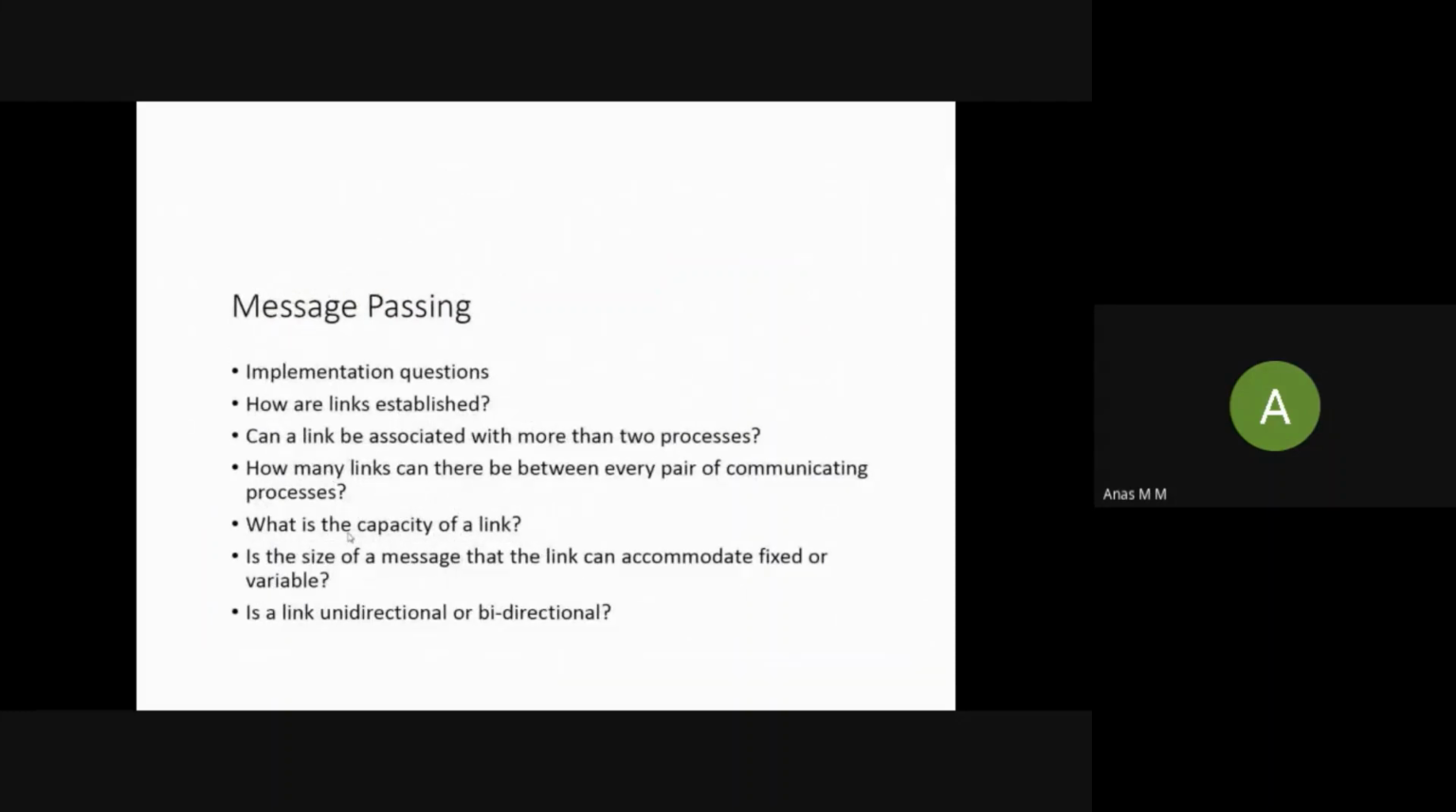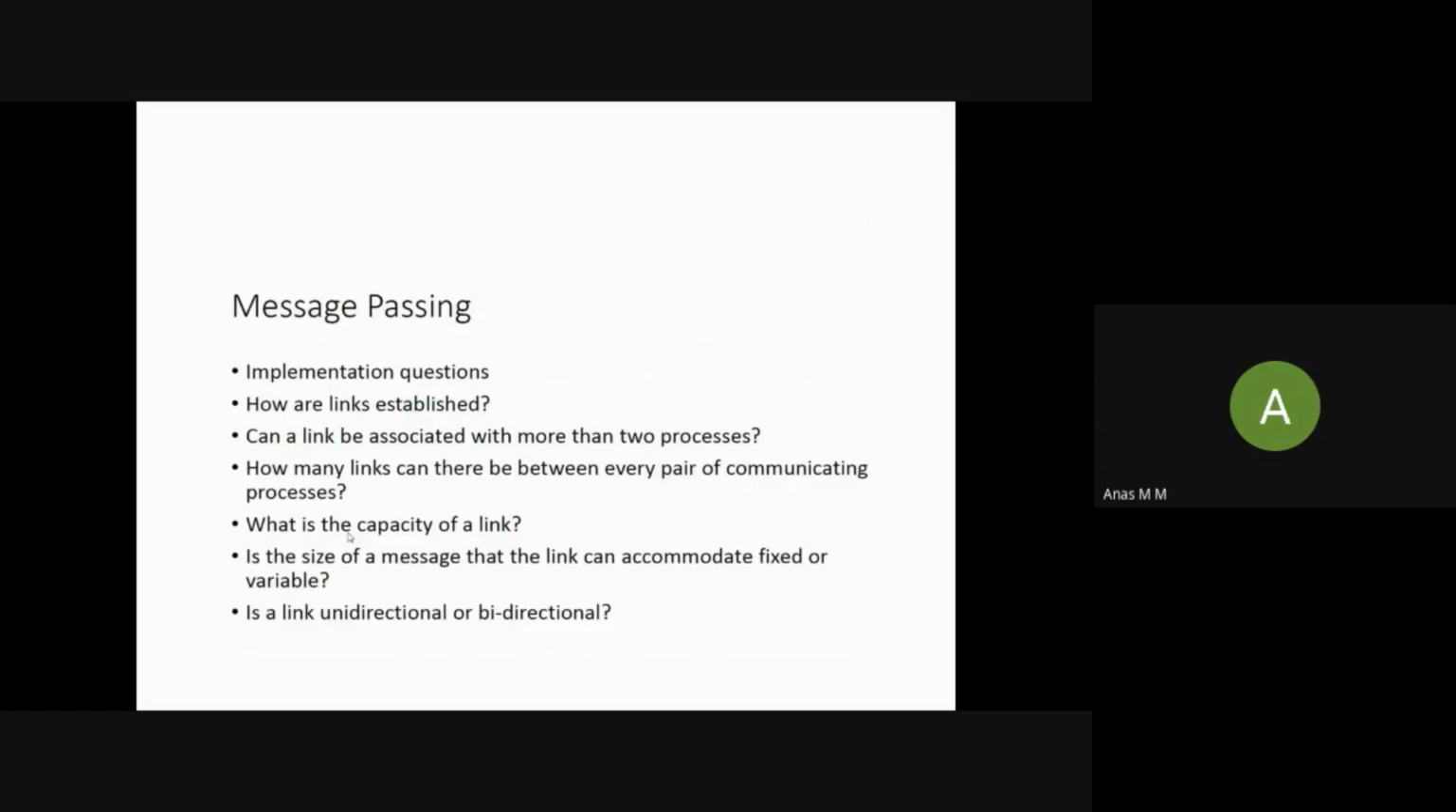So when we are implementing message passing inter-process communication, we have a lot of doubts. For example, how are links established in message passing inter-process communication? Can a link be associated with more than two processes? How many links can there be between every pair of communicating processes? What is the capacity of a link?